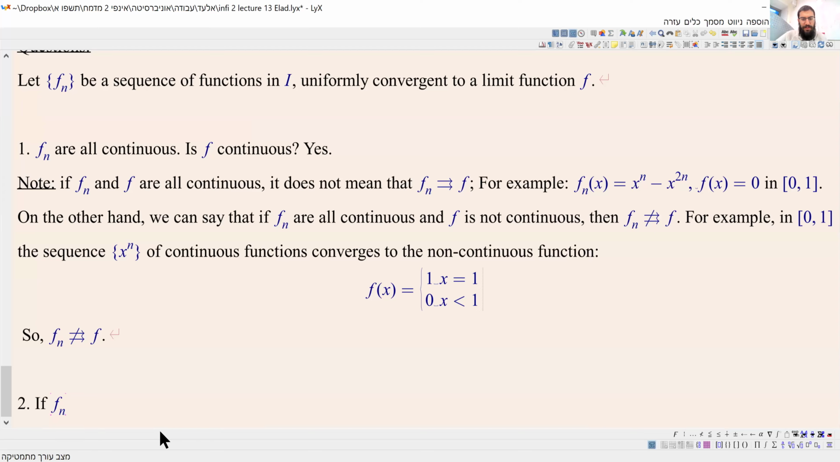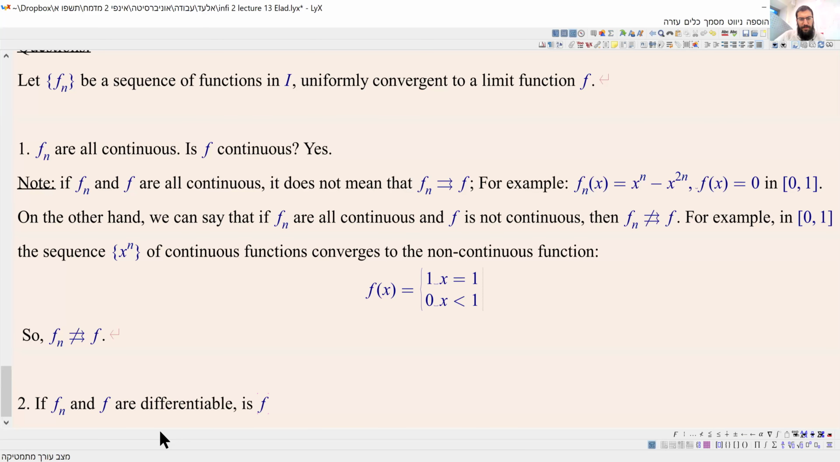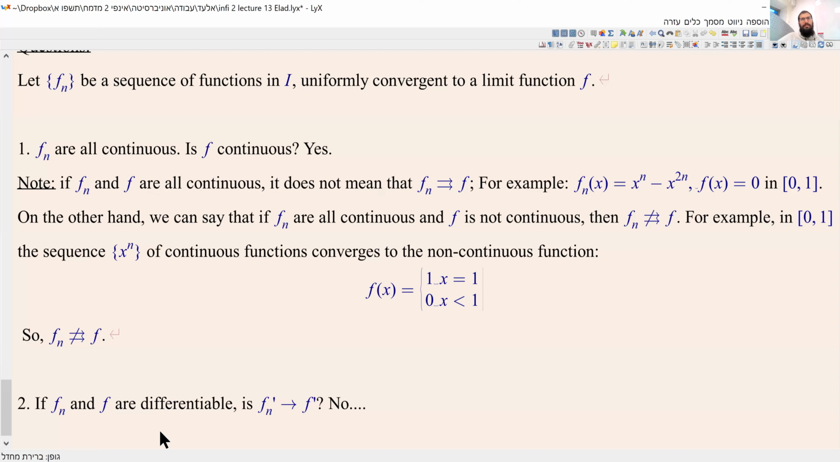If fn and f are differentiable, does the series of derivatives converge to the derivative of the limit function? And I'm talking about even a pointwise convergence. One can ask it about a uniform convergence as well, but it doesn't have to, because the answer is still no. Even if we have uniform convergence, it is not enough.